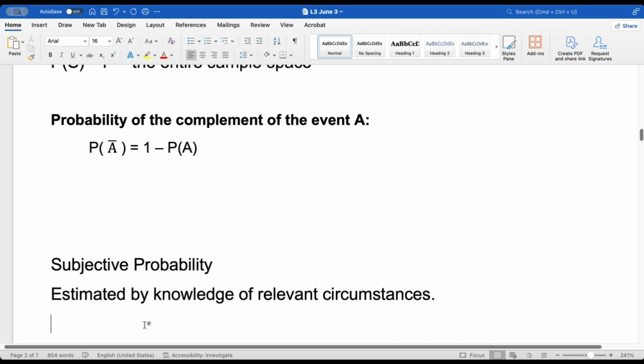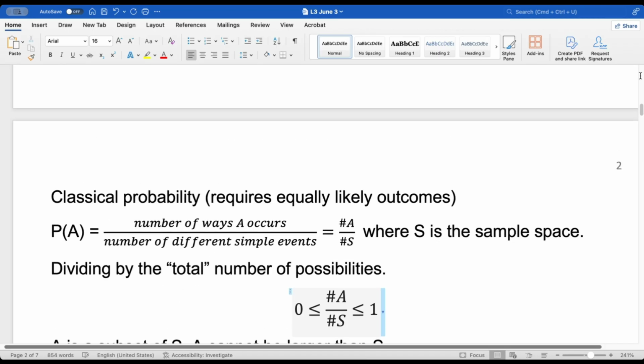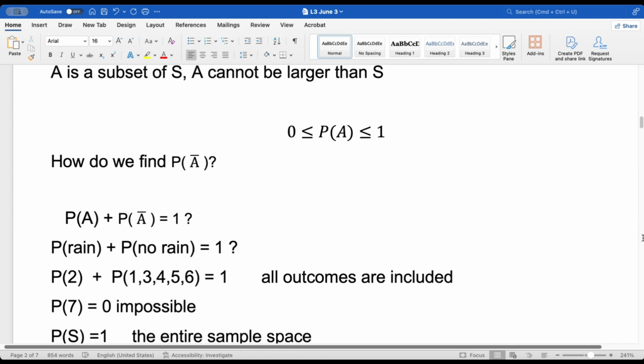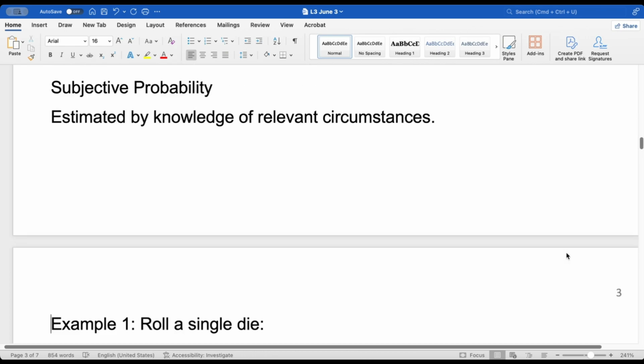Subjective probability, we're not going to do too much in this particular situation. It's estimated by knowledge of relevant circumstances. So, again, most of the course here will be working with classical probability. Occasionally, we may do some relative frequency examples. All right, so let's look at some examples here. Again, most of these are going to be classical probability using formula and equally likely outcomes.